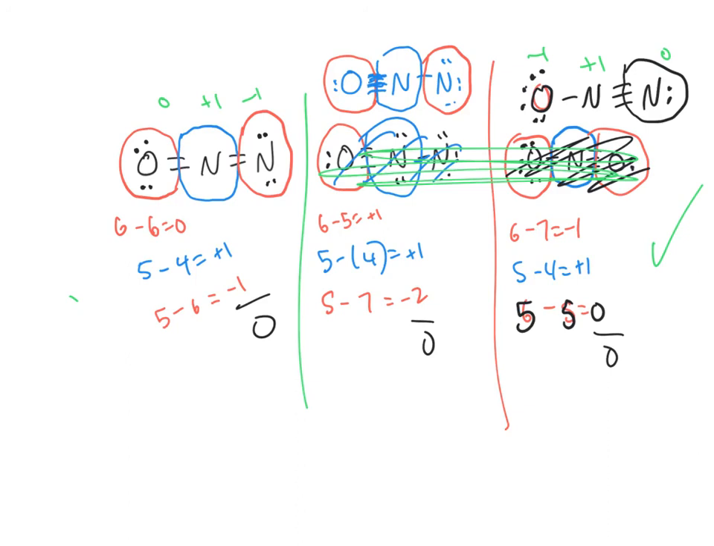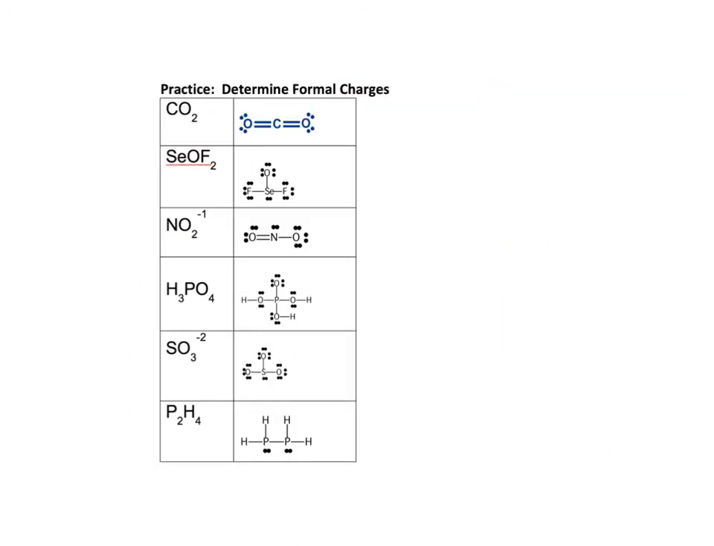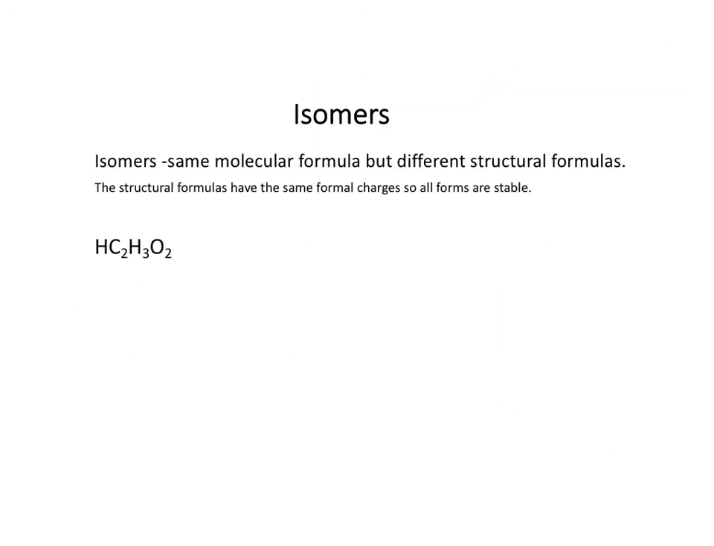Okay, one more slide, and that is this one. Not that one. That one you can just practice on your own. This last one here is the isomers. Isomers have the same molecular formula, but they have different structural formulas. And the formal charges are going to be the same. There's no difference between them, and so all of the forms are stable. This molecule, if you looked at HC2H3O2, you might recognize that that's acetic acid.